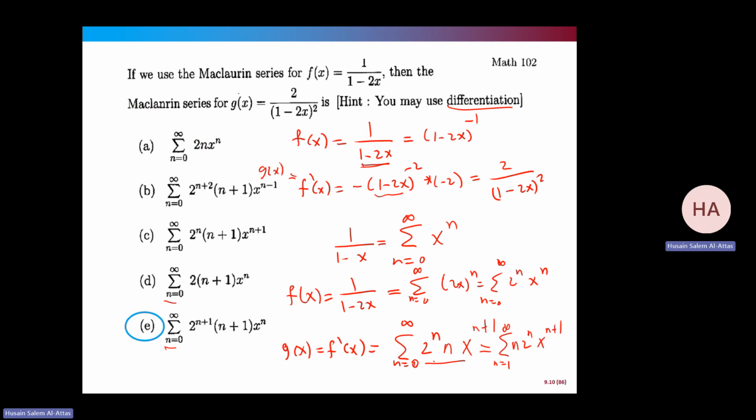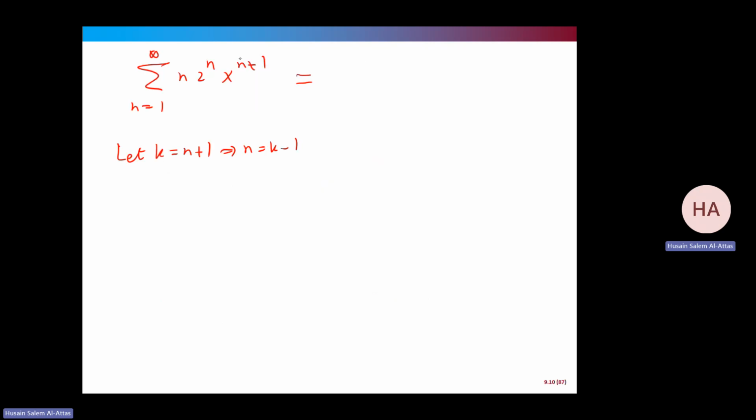I find the derivative. This is n minus 1. I find the derivative, not the integral. So this is minus 1. So I let k equal n minus 1. Make it the same power. So n equals k plus 1. So if I plug it here, I have k starting from 0 now.